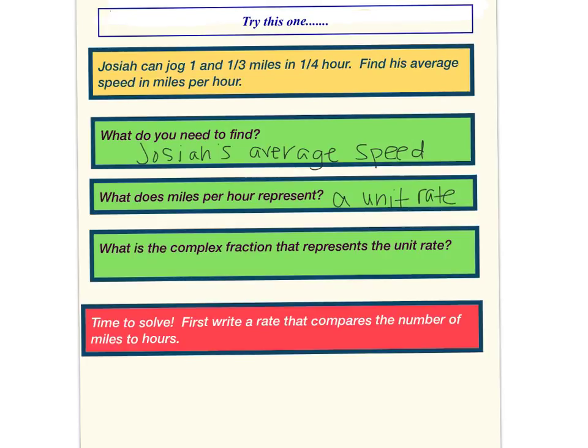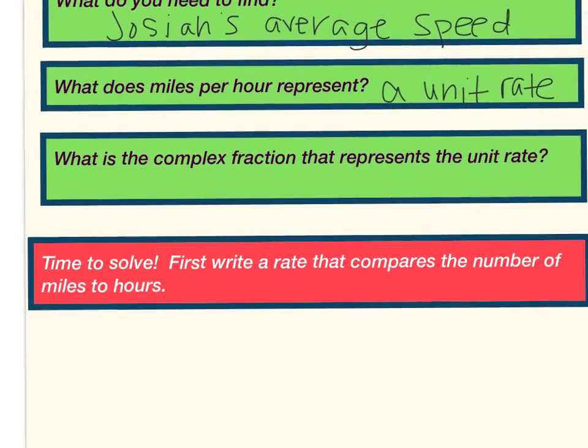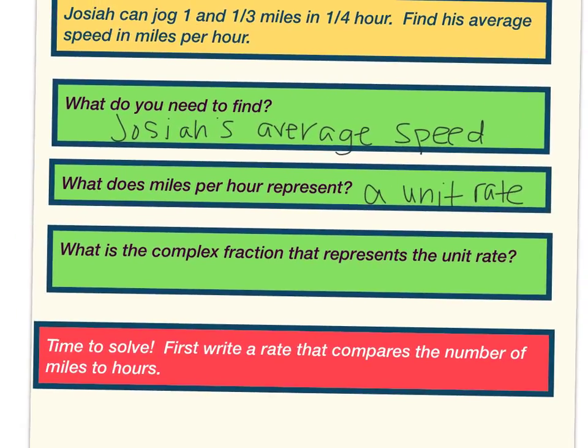Okay, now what is the complex fraction that represents the unit rate? Well, actually, let me not move it up here. So this was 1 1/3. That would have to be our numerator. We don't have a lot of room here, so I'm going to write it like this. That's going to be our numerator, and I'm going to make sure to include my units because that helps me keep everything straight. So 1 1/3 miles per our division line here, our fraction bar, and our denominator is going to be 1/4 of an hour. So that would be the complex fraction to represent that unit rate.